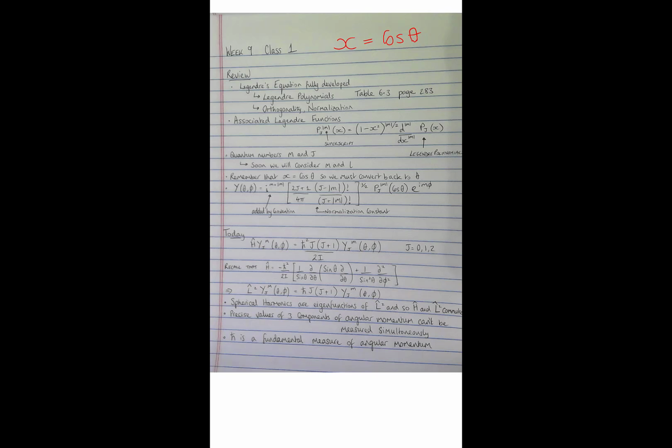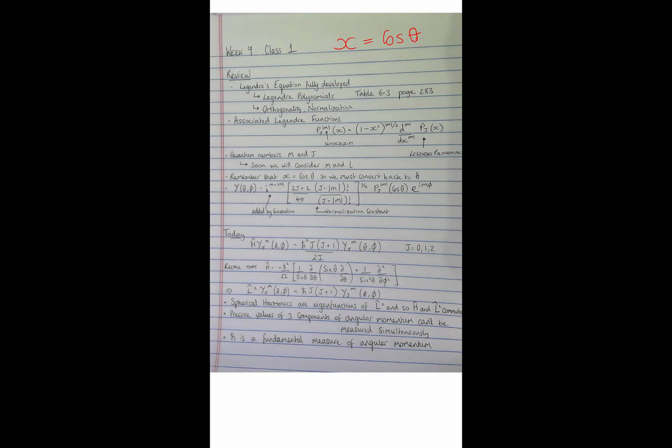And it should be a theta rather than an a. That allowed us to come up with the Legendre polynomials. That's in table 6.3, page 283. We looked in that last class at orthogonality and normalization.